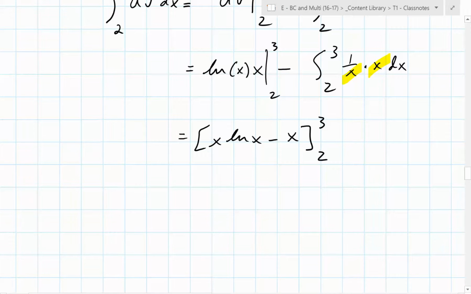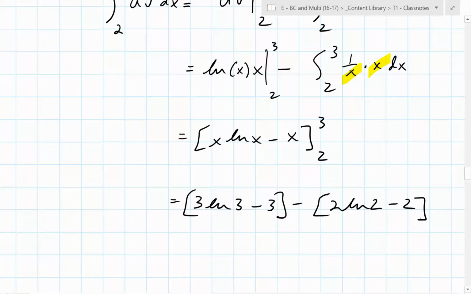So you end up with 3 ln 3 minus 3, plugging in 3, minus 2 ln 2 minus 2. Can you clean that up a little bit? Sure, but that would be fine for now.